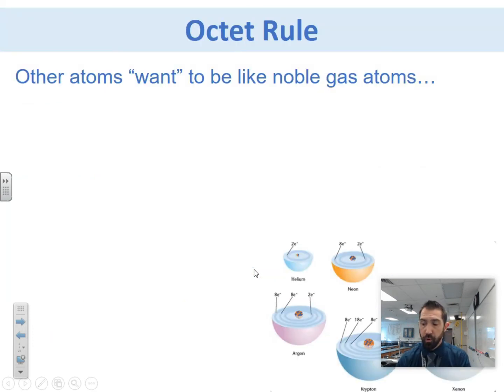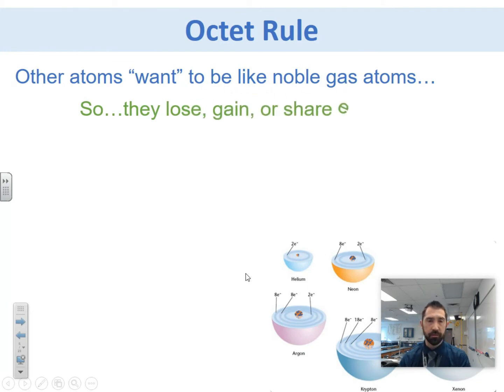So let's talk about an important rule that's going to guide us through this entire unit. It's called the Octet Rule. I'd mentioned before to some classes that really when atoms are bonding, whether it's covalently or ionically, they're jealous of the noble gases. And we don't want to personify atoms too much, but they want that stable, low energy configuration. So they'll lose, gain, or share electrons to do it. And that leads us to the Octet Rule.